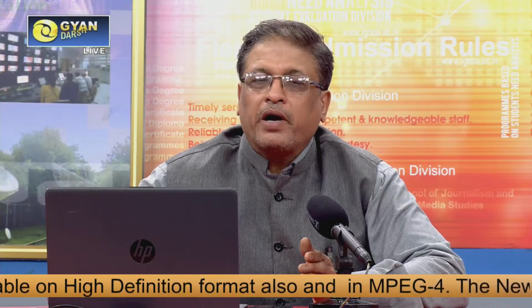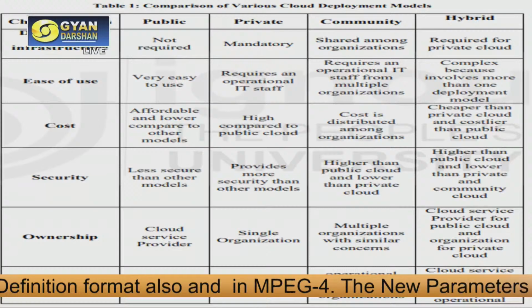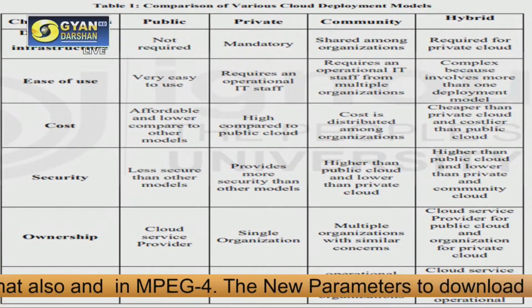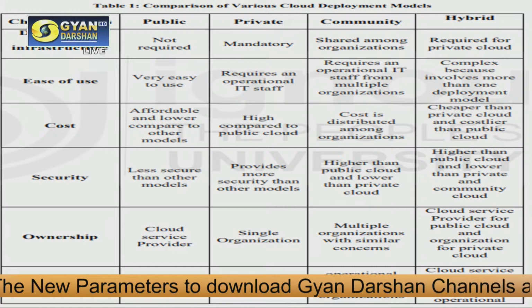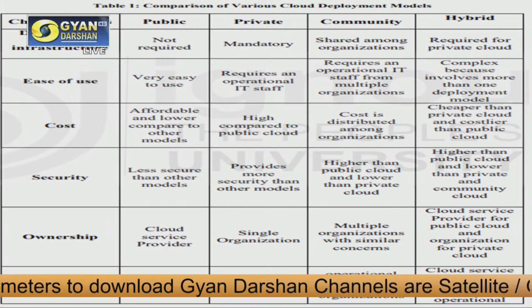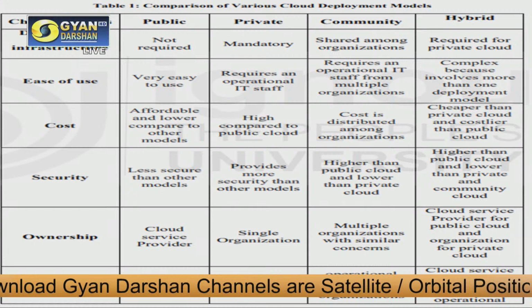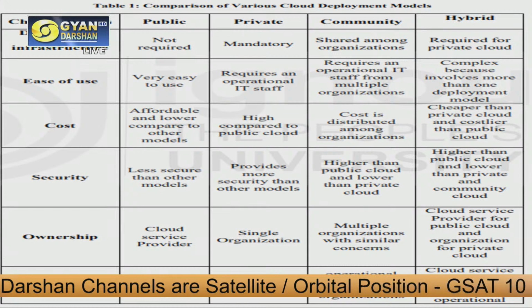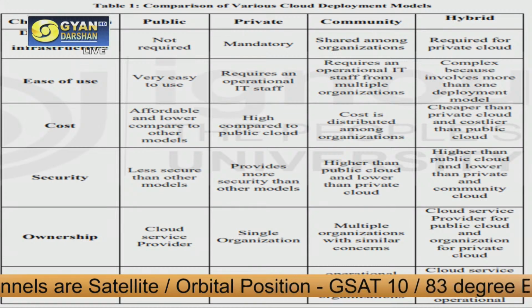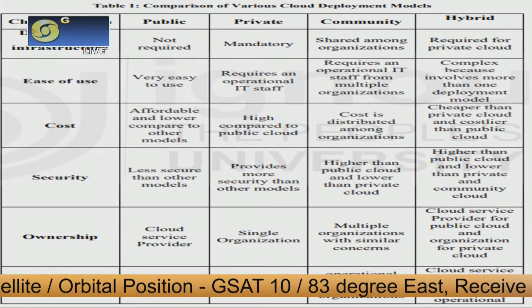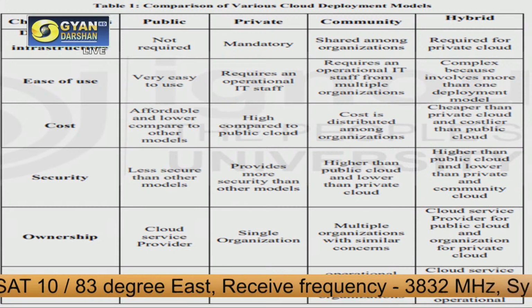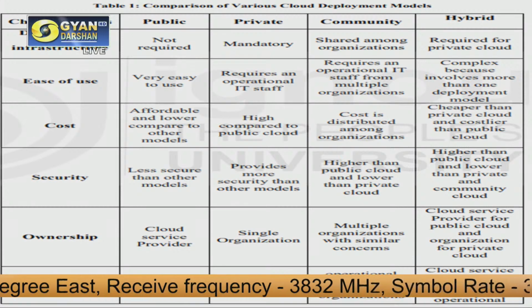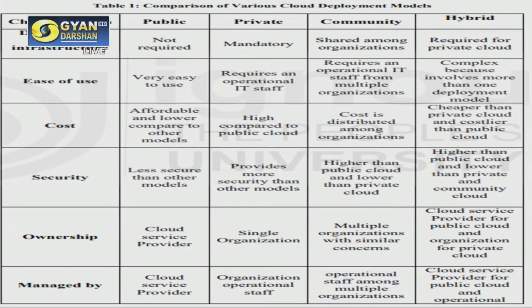Now there is a comparative analysis. We are having the different characteristics about the data. The first and foremost important characteristic is the demand for in-house infrastructure. As I already said, in the public cloud the in-house infrastructure is not required, but in the private cloud it is a mandatory requirement to maintain the in-house infrastructure, whereas in the community cloud the in-house infrastructure is shared among the organizations.